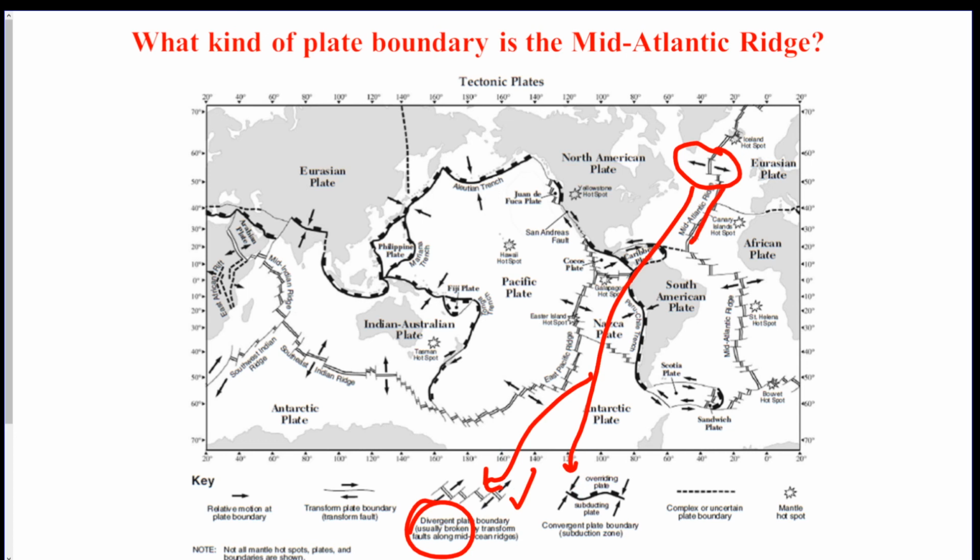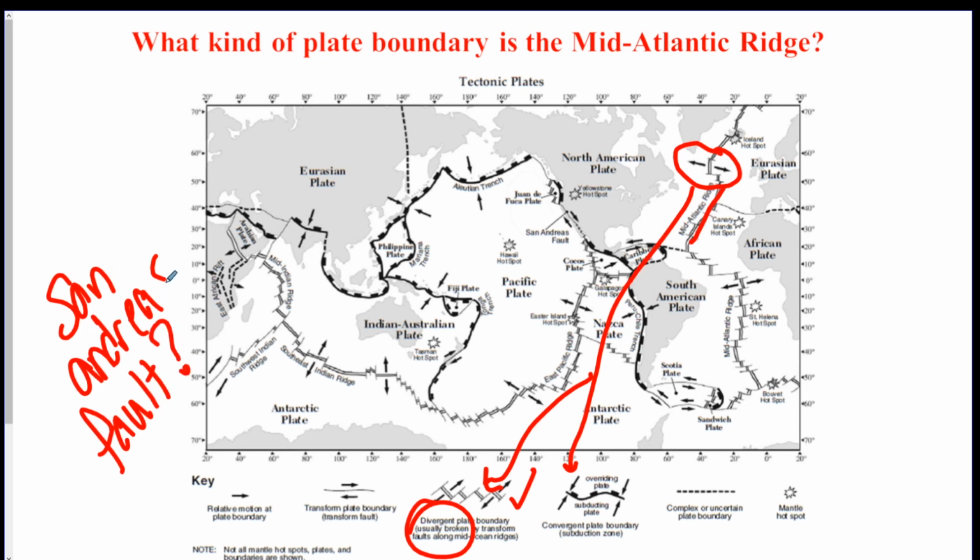All right, let's do one more. Let's do the San Andreas Fault. What type of plate boundary is the San Andreas Fault? All right, well, first you find it. It's right here. Look at the two arrows. They're moving past each other. That would be transform.